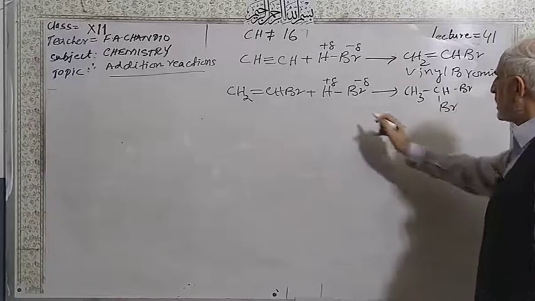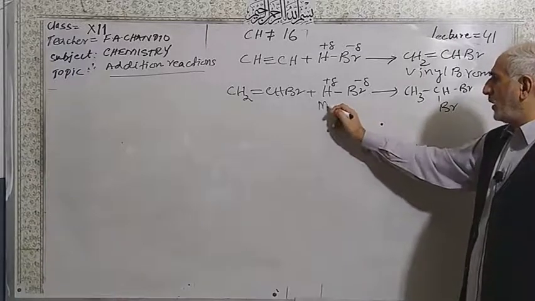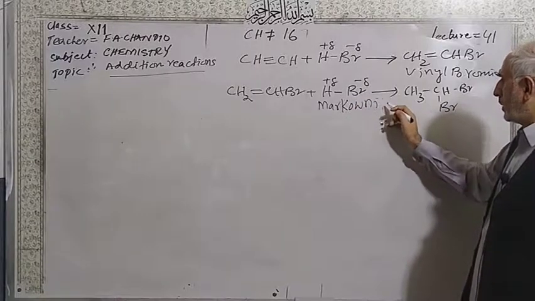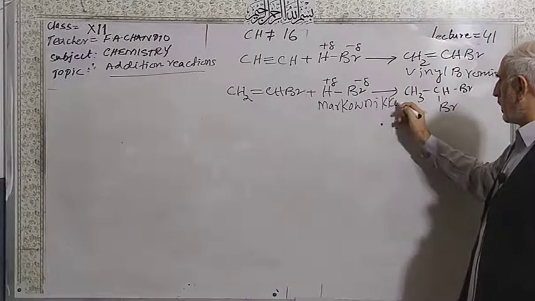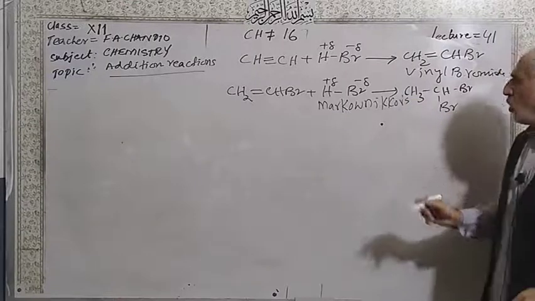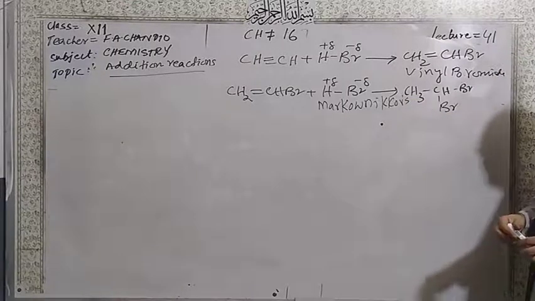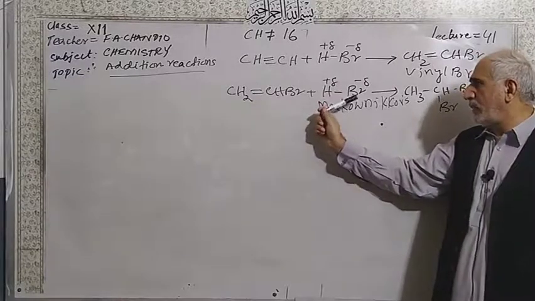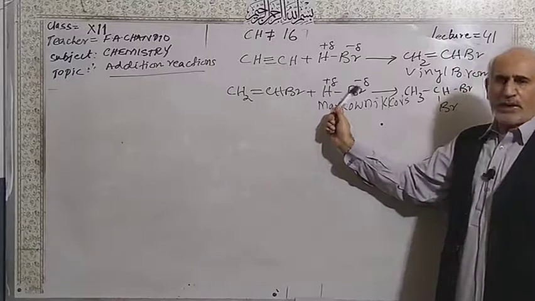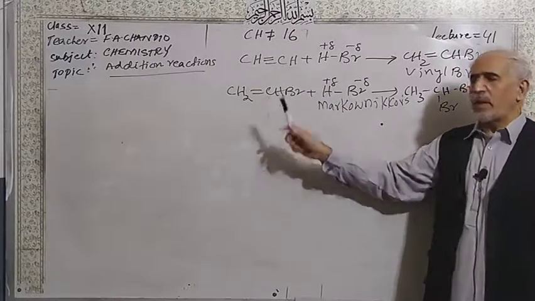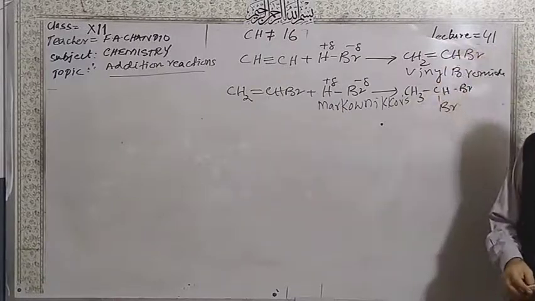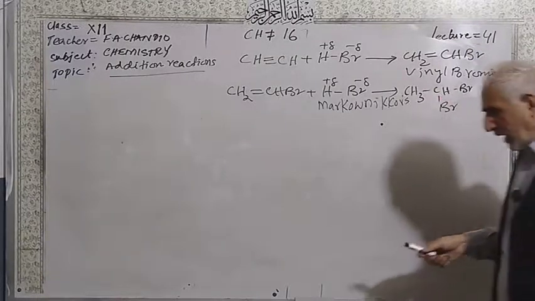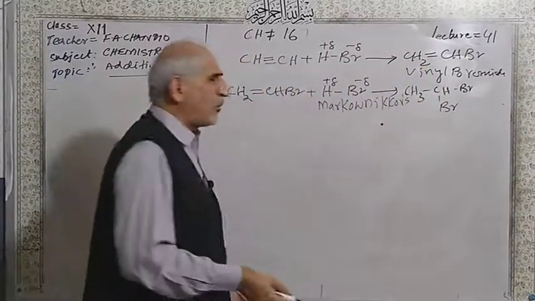So you will get this rule, which is called Markovnikov's rule. According to Markovnikov's rule, if you have an unsymmetrical alkene and an unsymmetrical reagent, the negative part of the unsymmetrical reagent attaches to that carbon atom which has fewer hydrogen atoms.